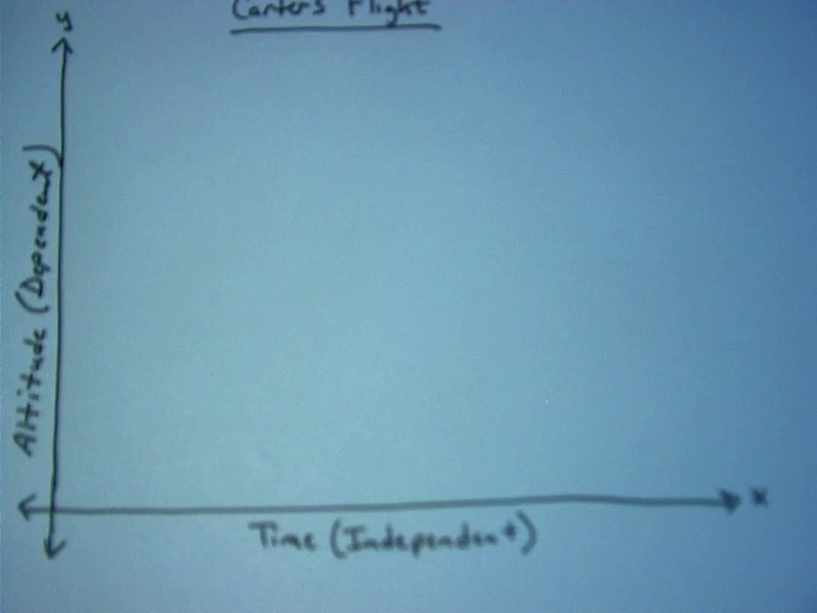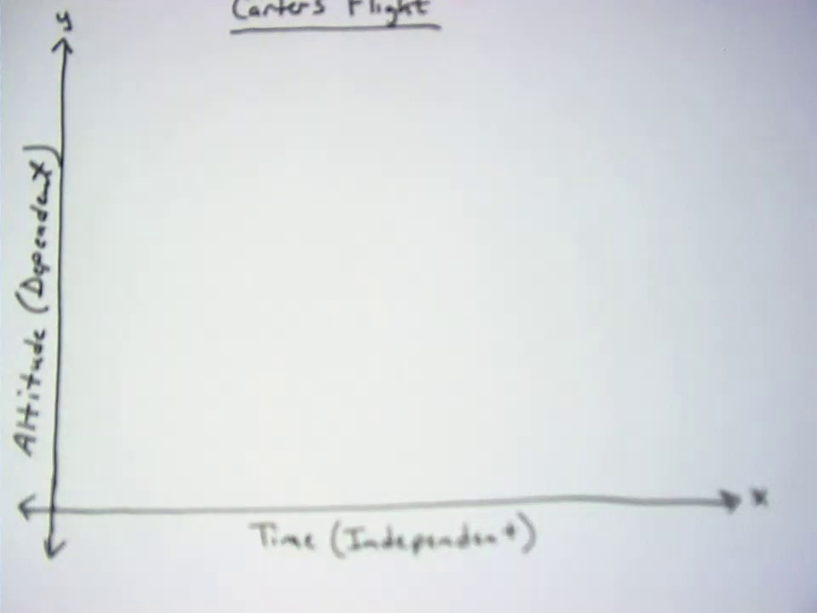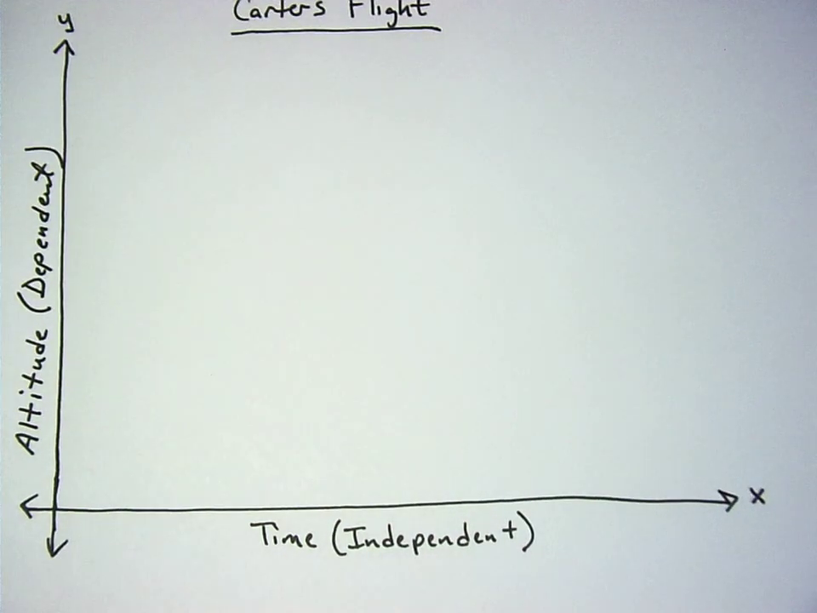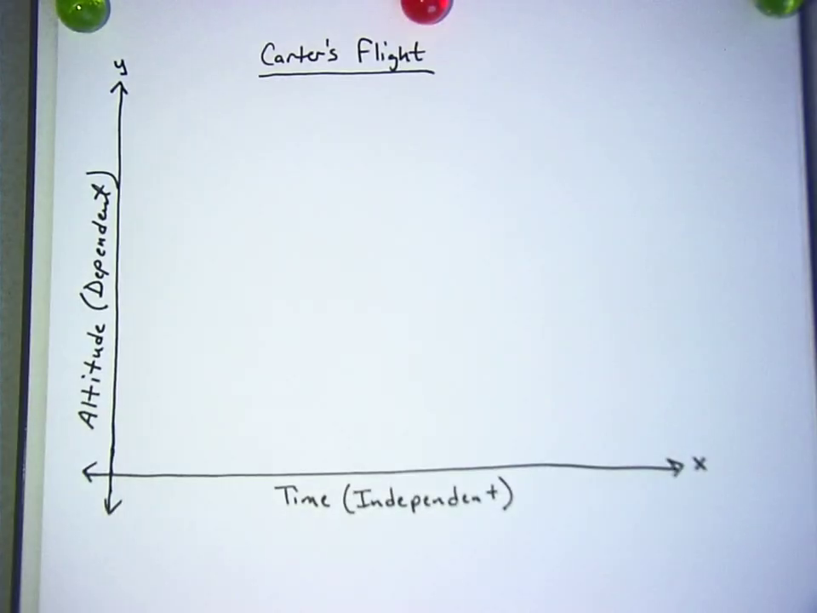Does anybody know what altitude is? Height off sea level. Yeah, it's the height off of the sea level or the surface. It's how high this plane is in the air. Carter, have you been on a plane before? Yes. Raise your hand if you've ever been on a plane before. So Carter, where are we going to start? Let's say that we're going to start on the runway.